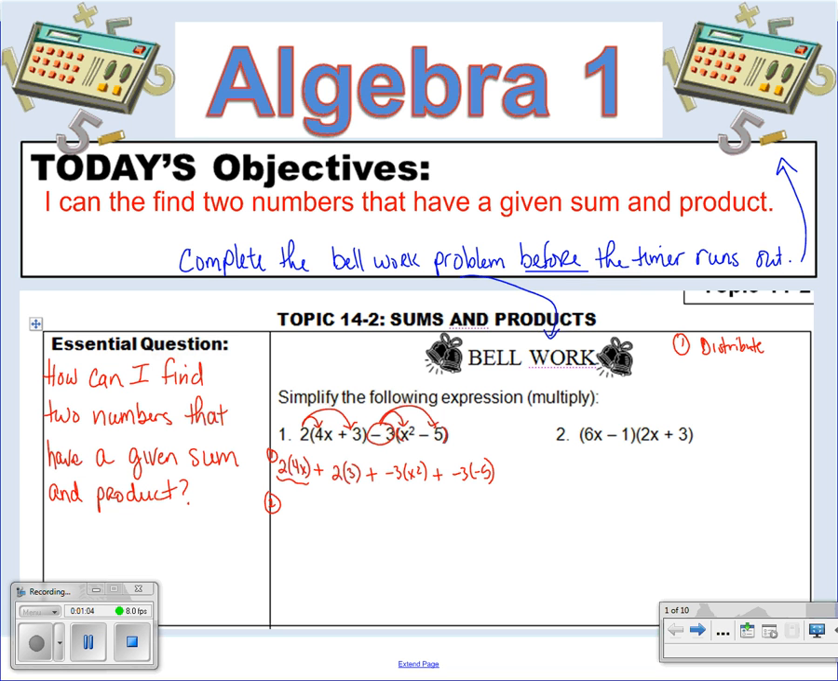Once we distribute, we're going to multiply these numbers now. So 2 times 4x gives us an 8x, plus 2 times 3 is 6, plus -3 times x squared is -3x squared, and then plus -3 times -5 is a +15. So we actually multiply the numbers. Last thing that we're going to do is to combine like terms.